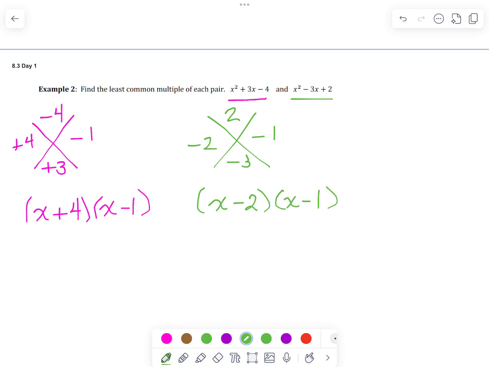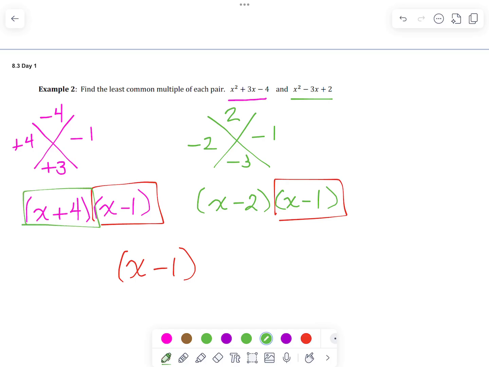So now the least common multiple, what's in common? They both have an x minus 1. So that's our first factor. And then they have an x plus 4 and an x minus 2.